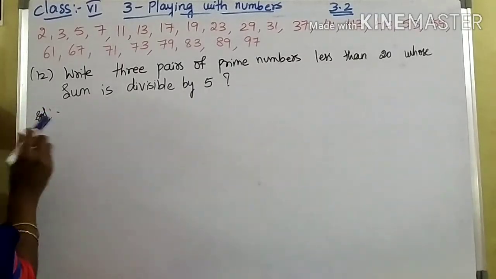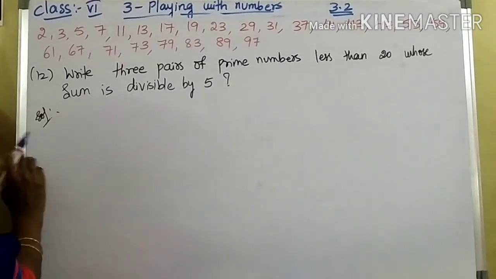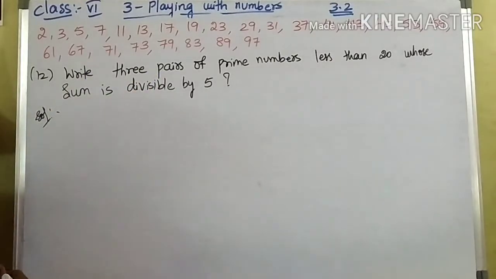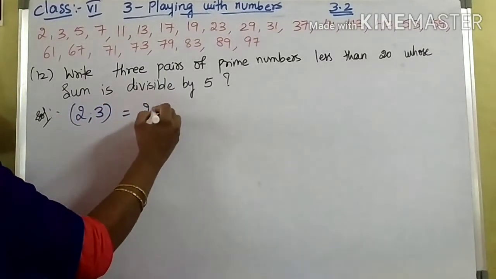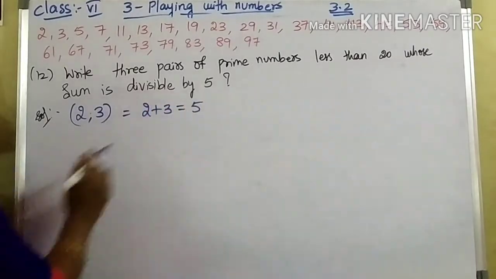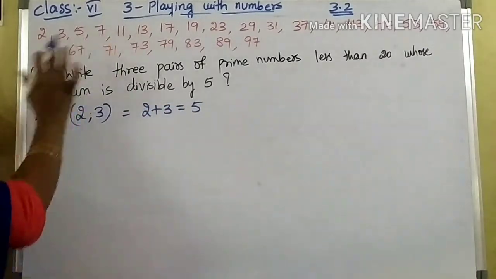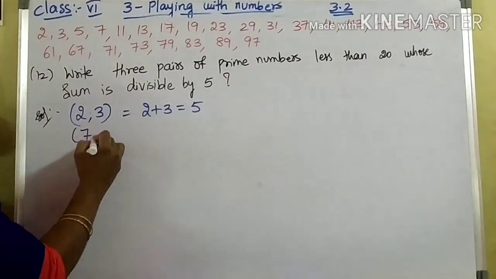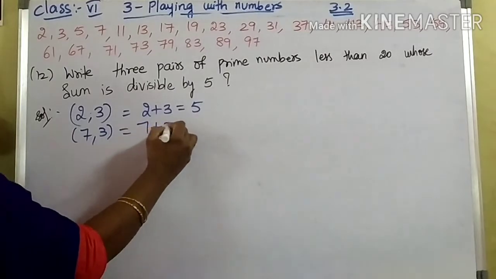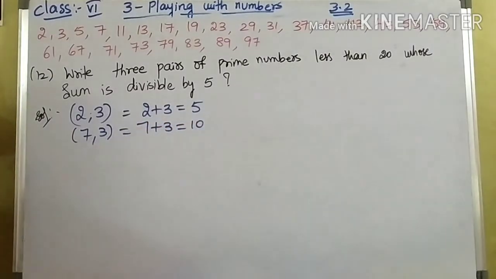Next, last sum in this exercise, children, 12th question. Write 3 pairs of prime numbers less than 20 whose sum is divisible by 5. So, less than 20 prime numbers, when you add 2 prime numbers, that answer should be divisible by 5, right? For example, 2, 3. See, 2 plus 3 what? 5. 5 is divisible by 5 or not? Similarly, you can check other numbers. 7 and 3. 7 plus 3 is 10. 10 is divisible by 5 or not?